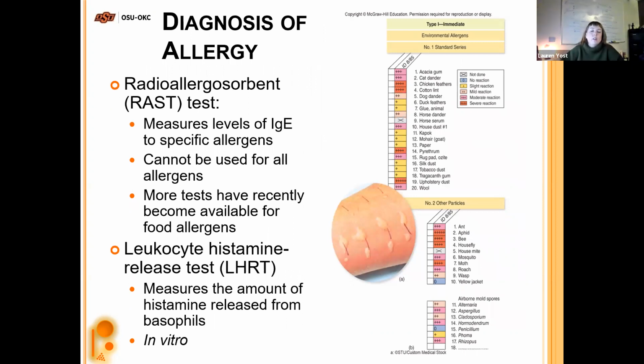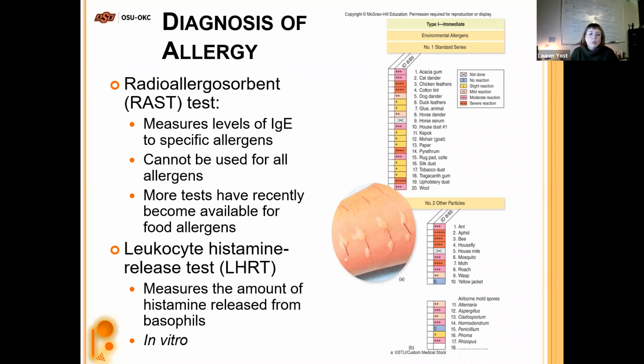So we can diagnose allergies through a few different kinds of tests, typically on the skin, and not all of them have to be on your skin. Sometimes they do little bubble injections into your skin, but it doesn't have to be that. So we have the radioallergosorbent RAST tests. These are pretty common ones. They measure levels of IgE in response to specific allergens, and measuring welts on the skin and all of that.